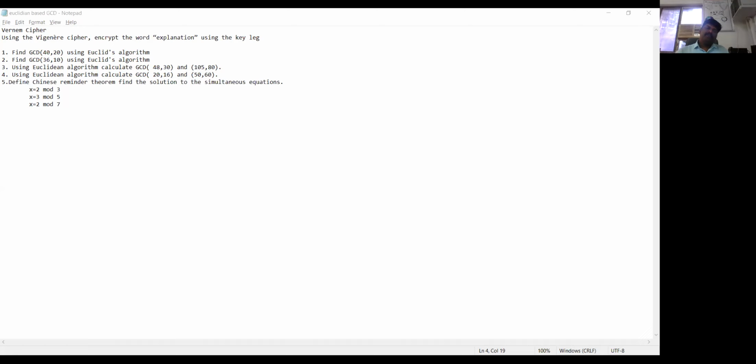80 mod 25, I'll get 75 remainder 5, which is 25 comma 5. If I take this mod, 5 will come here. So 5 comma 25 mod 5 will give 5 comma 0. So GCD of 105 comma 80 is 5. I hope this is clear.